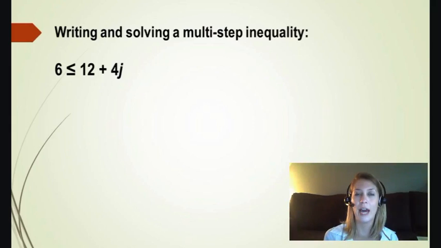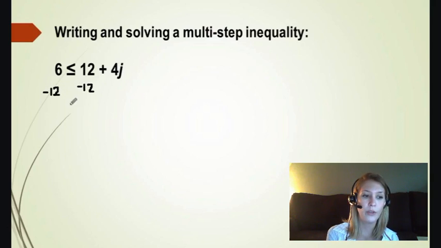So let's take a look at one more example where we have 6 is less than or equal to 12 plus 4j. We're going to first use inverse operations by subtracting 12 from both sides of our inequality. When we do that, the left side of our inequality will simplify to negative 6 is less than or equal to 4j, since these canceled out.